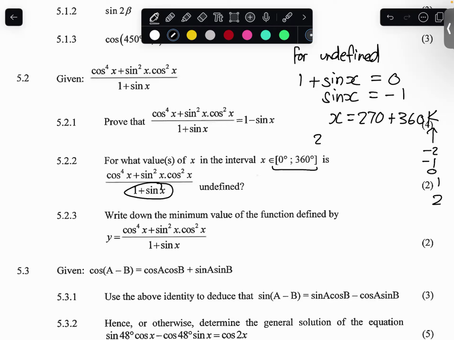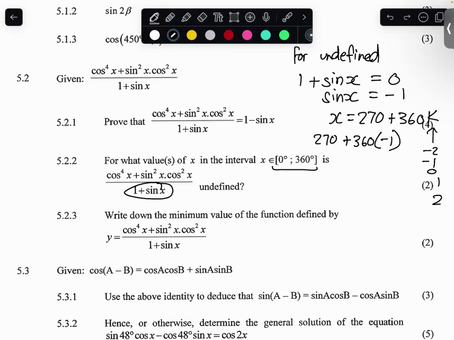So you're going to take 270 on your calculator. You're going to go plus 360. You're going to open a bracket. You're going to put minus 2. Look at that answer. See if that answer is between 0 and 360. If not, then you go back on your calculator. You put minus 1. You put it in on your calculator. You check if it produces an answer that is between 0 and 360.